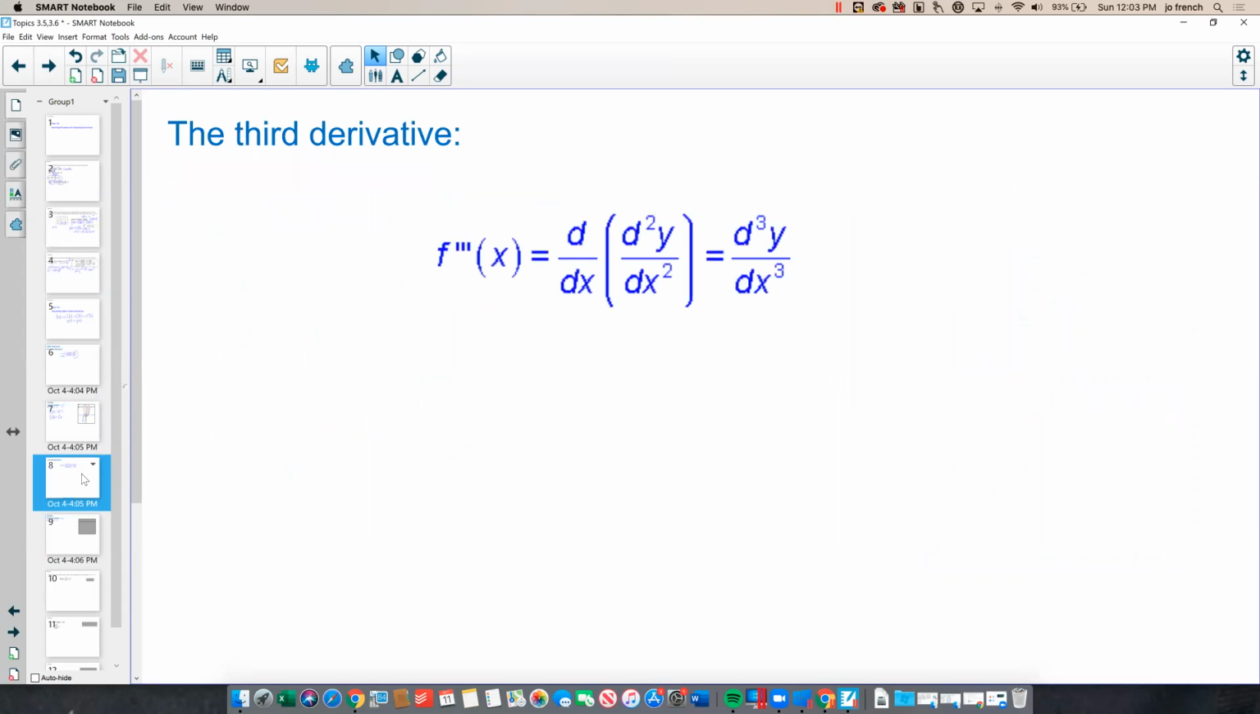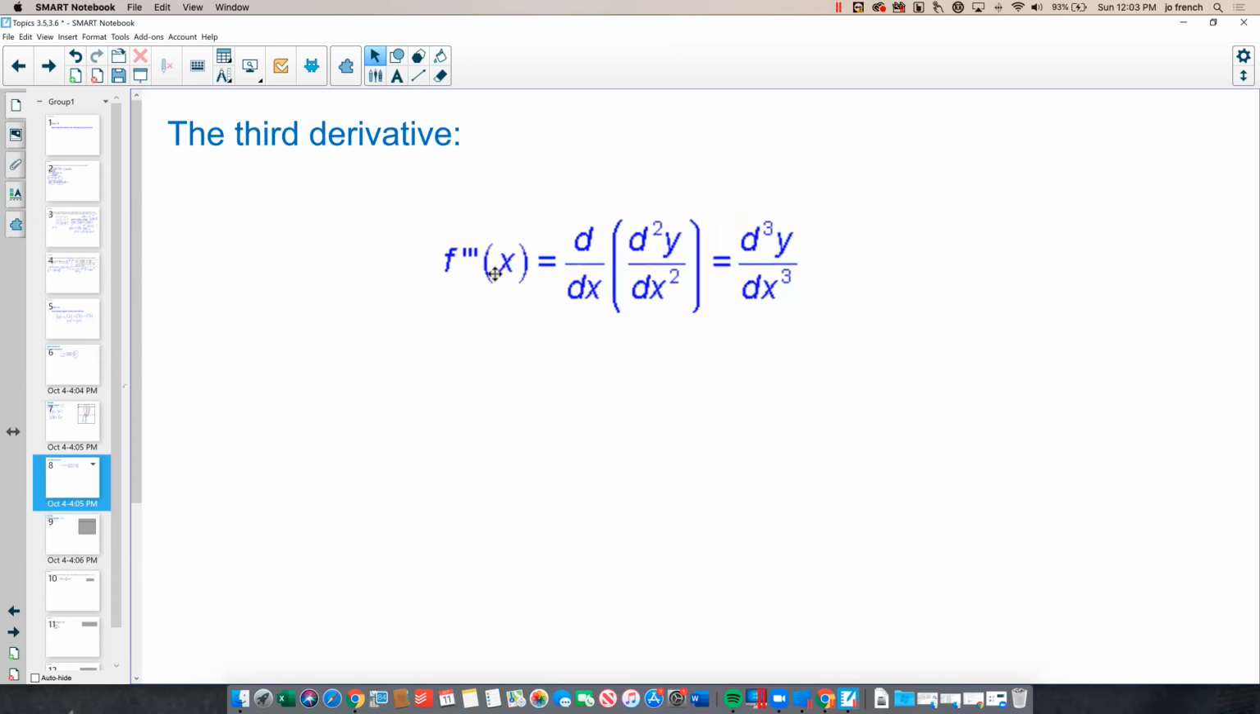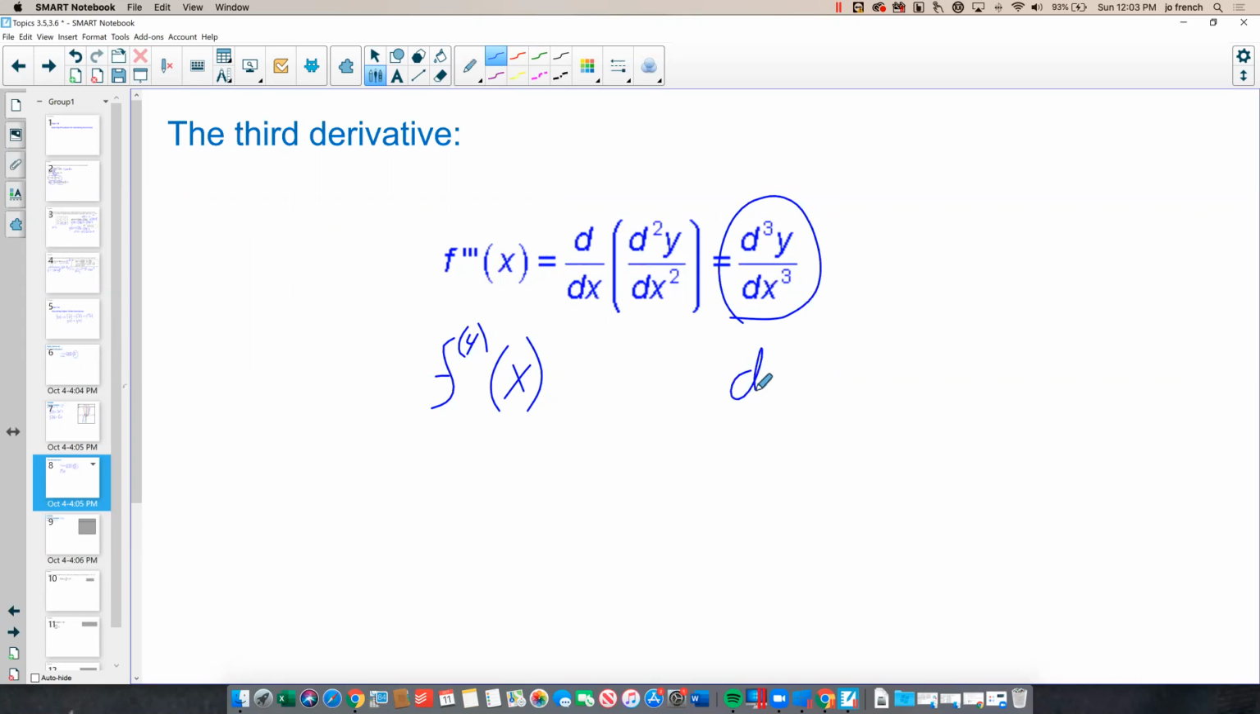Our third derivative, again, would be the 3 apostrophes, so f triple prime of x, and then our third derivative using the dy dx notation, d cubed y over dx cubed. Once we go beyond the third derivative, we no longer use the apostrophes in the prime notation, but we do continue to use the same notation in the dy dx scenario.